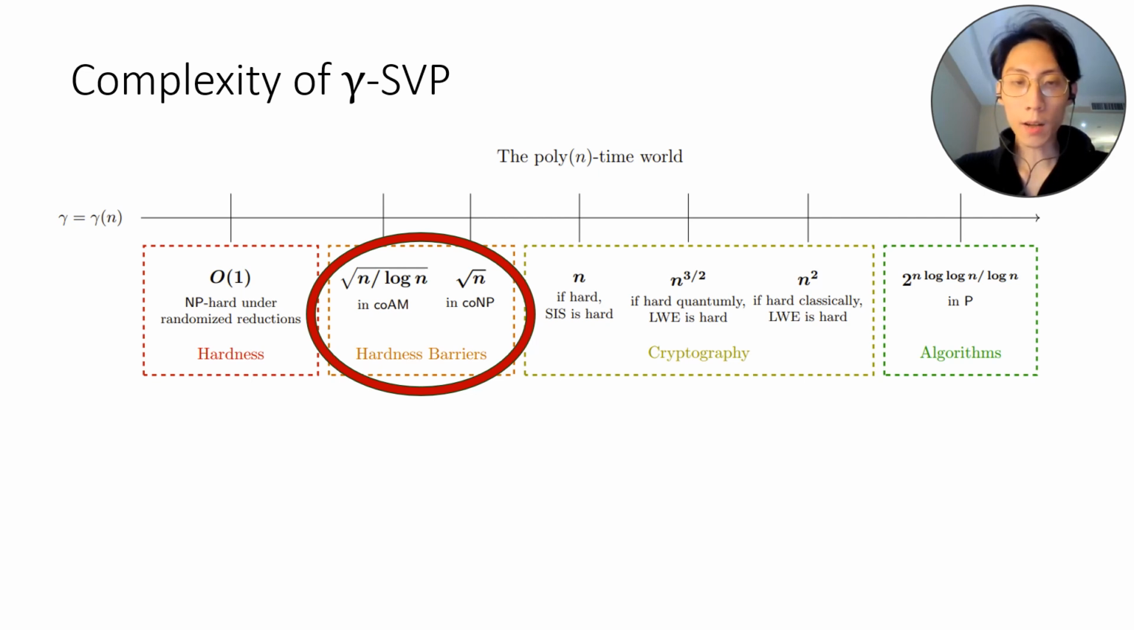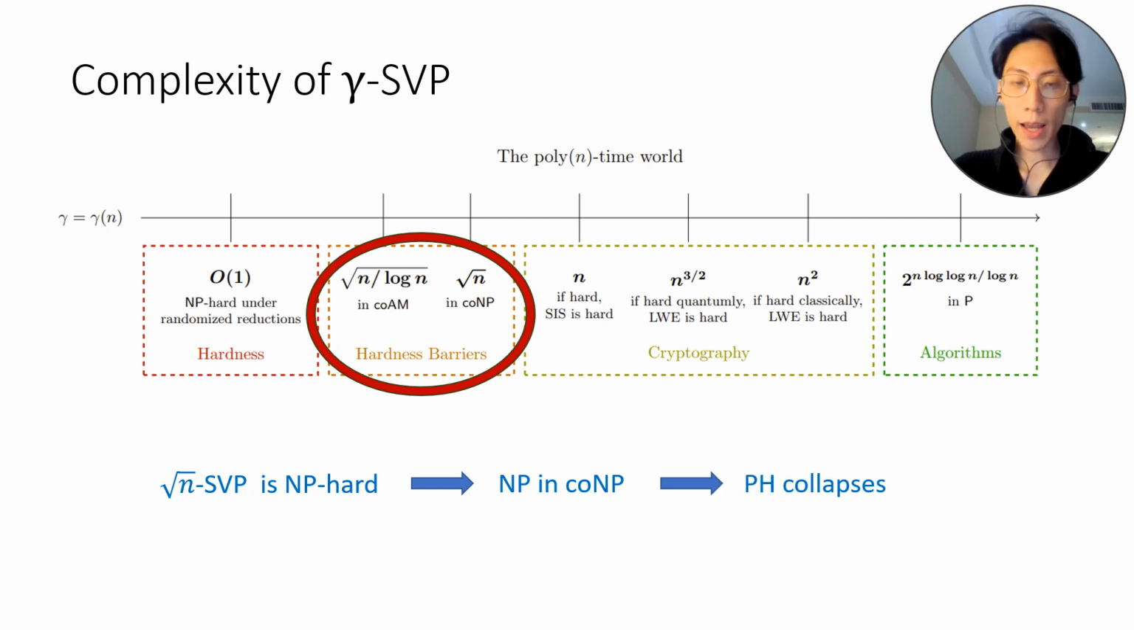These results are called hardness barriers because with these results, we do not hope to show that, for example, square root n SVP is NP-hard. Because suppose that we are able to show that square root n SVP is NP-hard, and we also know that it falls in co-NP, this will imply that NP is contained in co-NP. And as a result, this will collapse the polynomial hierarchy.